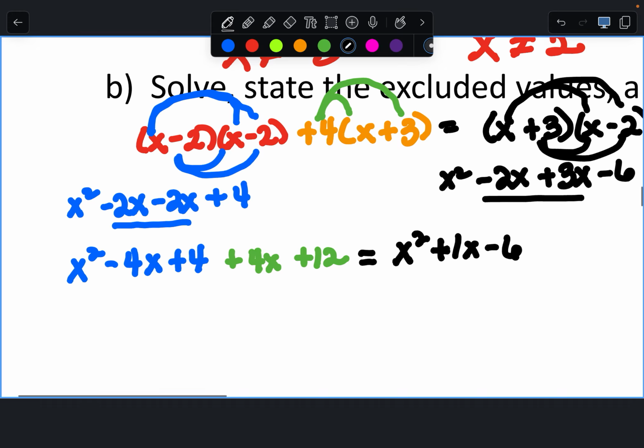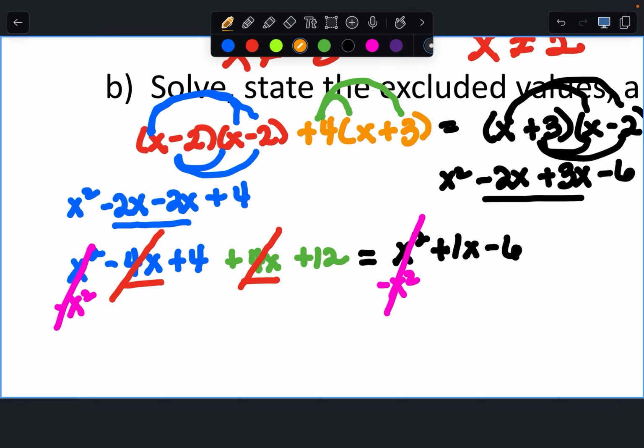Okay, this is where I like to combine anything I can combine. So I'm going to first bring this x squared over, because the good news is that cancels and that cancels. Then I'm going to combine this negative 4x and this negative 4x. Those also would cancel. It's getting kind of nice now. Then I have a 4 plus a 12, which is a 16, equals, on the other side, it doesn't look like anything can cancel, so I'm just going to bring down my 1x minus 6.